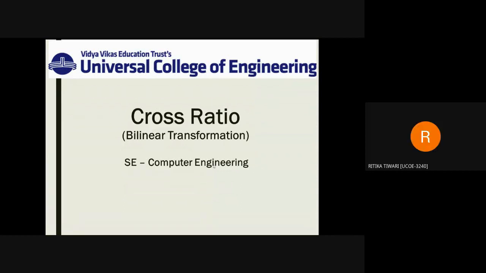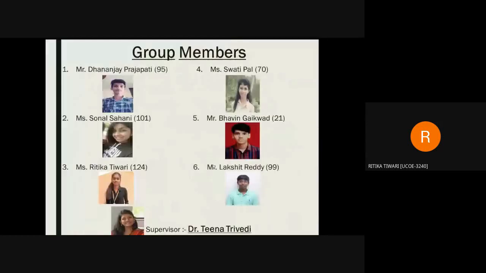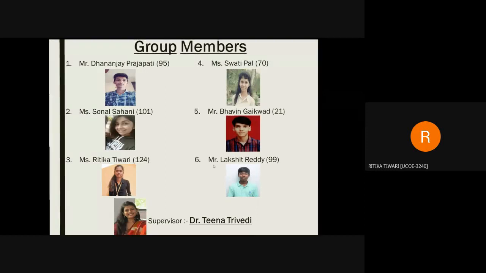Good morning, everyone. Myself Ritika Tiwari, and our group is here to present our math project, which is on cross ratio. A cross ratio is a small topic under bilinear transformation. Our group members are Dhananjay Prajapati, Swati Pal, Sonal Sahani, Bhavin Gaikwad, me Ritika Tiwari, and Lakshit Reddy. We are doing this project under the supervision of Dr. Tina Trivedi.